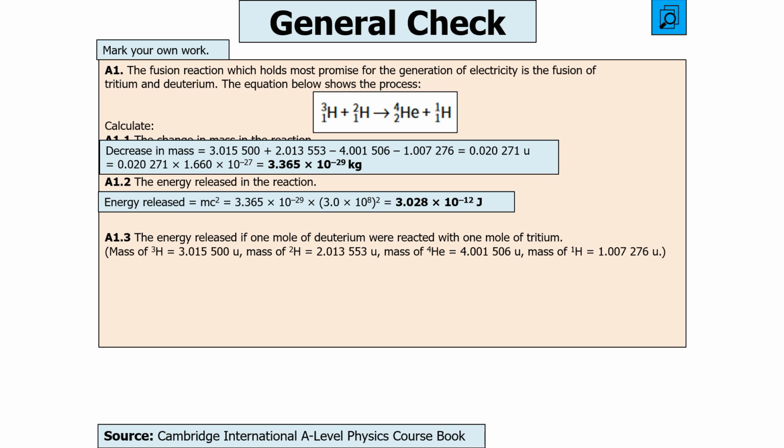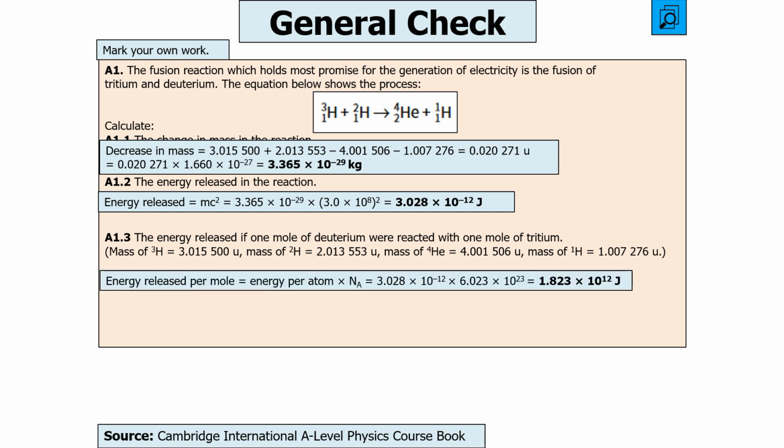And that's the energy released per atom. If we want the energy released per mole, we multiply that by Avogadro's constant, the number of molecules in 1 mole. So we multiply that by Avogadro and we get 1.823 times 10 to the 12 joules.